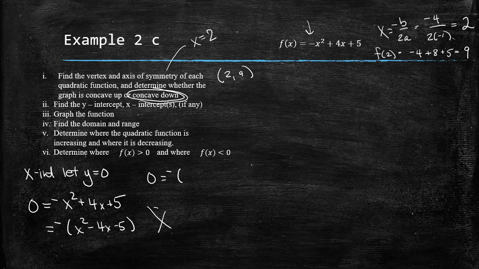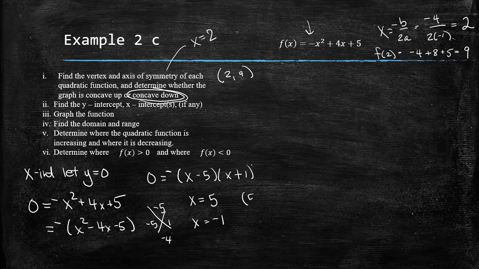Two numbers multiply to be -5, add to be -4. So -5 and 1. X minus 5 times x plus 1. So we get x is equal to 5 and x is equal to -1. So factoring out the negative doesn't affect my x-intercepts. From this point, if we wanted to, we could multiply both sides of the equation by a -1 to make that negative go away, and you still have 0 on the left-hand side.